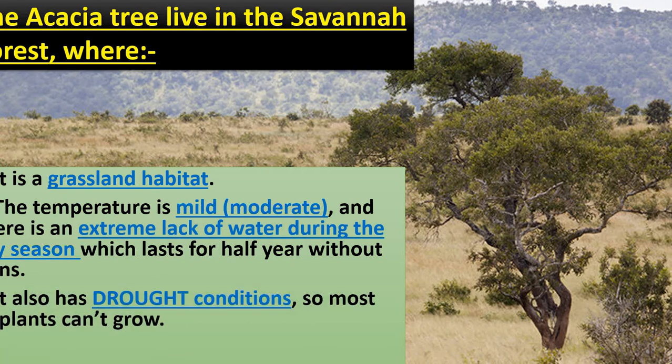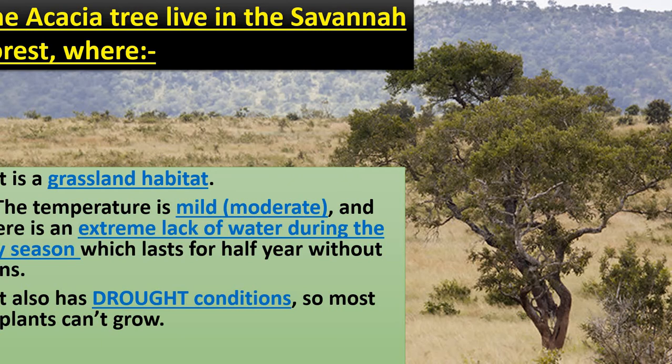Where can we find this tree? We can find this tree in the savanna forest. Okay, so it is a grassland habitat, which means a habitat that is covered with grasses. The temperature there is mild, which means it's moderate, in the middle. Not too hot, not too cold.